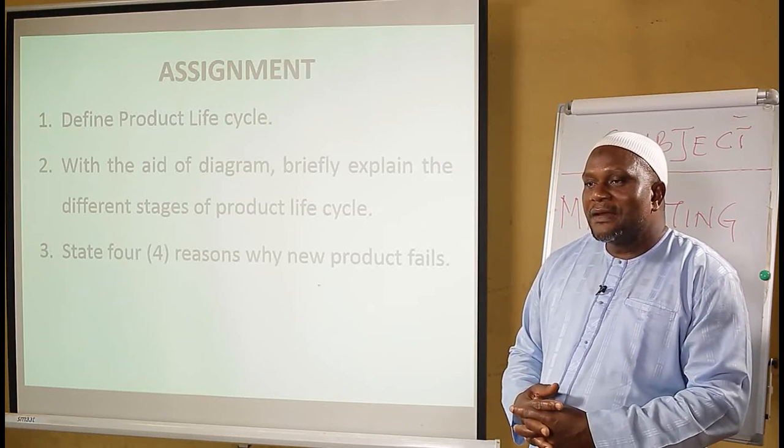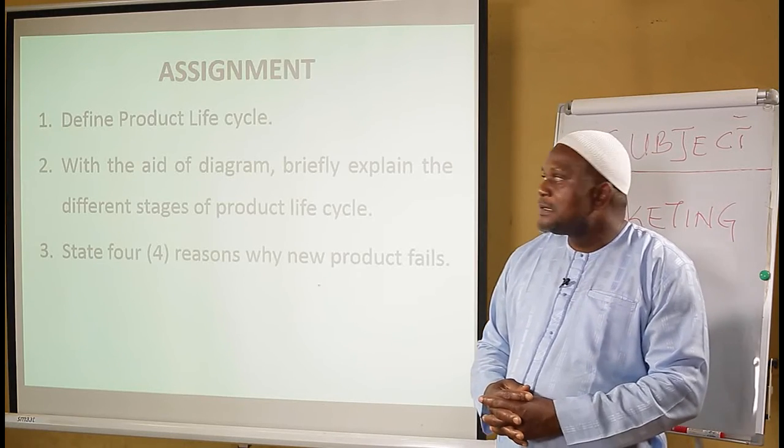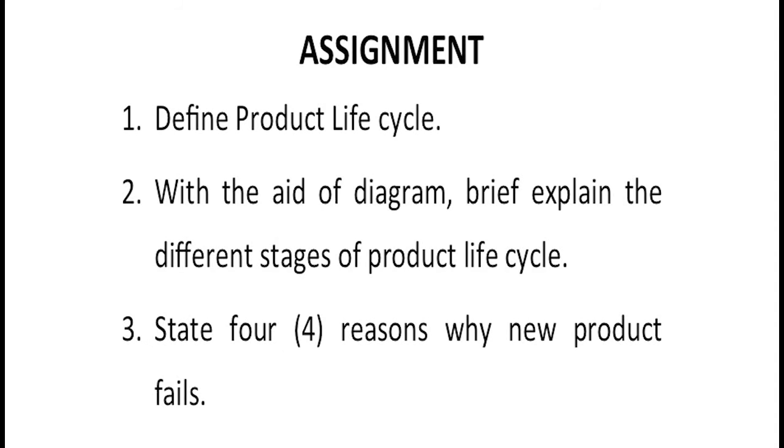Now for your assignments, my dear learners at home, question 1 goes like this: define product life cycle. Number 2, with the aid of a diagram, briefly explain the different stages of product life cycle. Number 3, state 4 reasons why new products fail. I take it once more. Number 1, define product life cycle. Number 2, with the aid of a diagram, briefly explain the different stages of product life cycle. Number 3, state 4 reasons why new products fail.